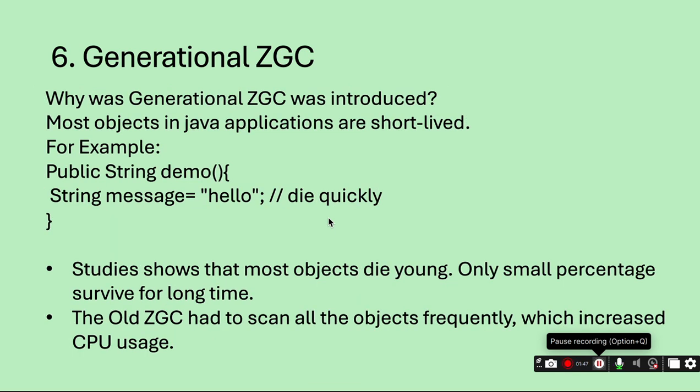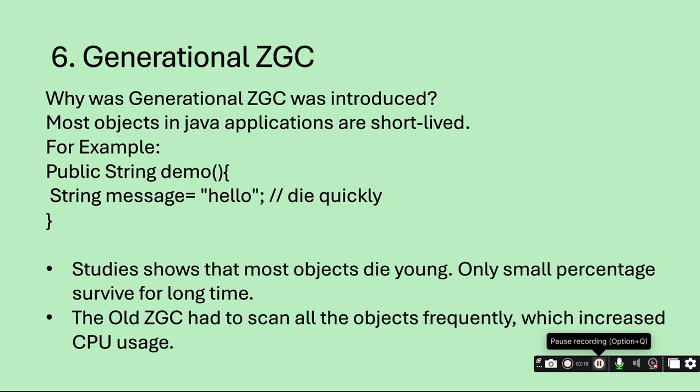Okay. Next, why was Generational ZGC introduced? Most objects in Java applications are short-lived. For example, if in a method we declare String message equals "hello", this kind of object will die quickly. So these kinds of objects are called young generation objects. Studies show that most objects die young, and only a small percentage survive for a long time.